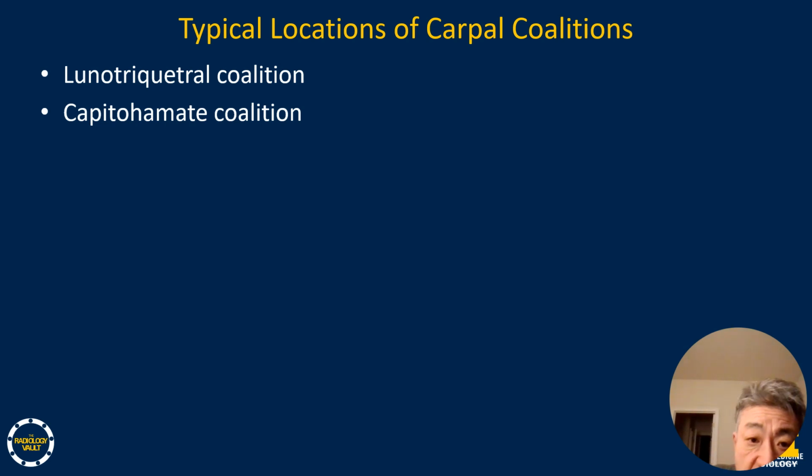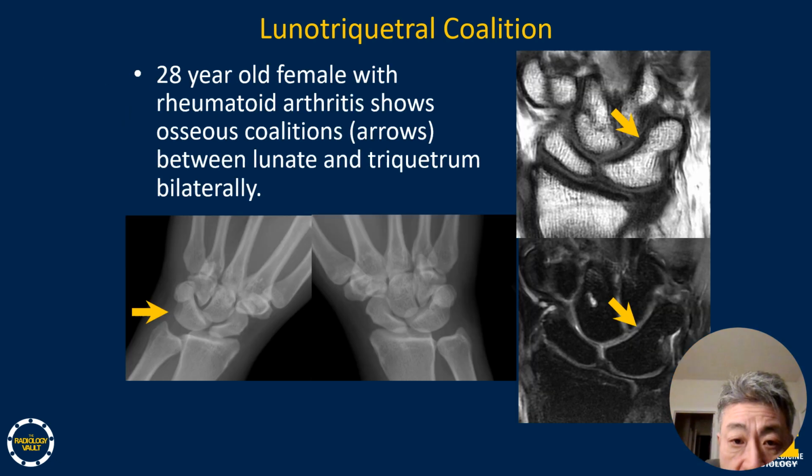Typical locations of carpal coalitions are lunotriquetral and capitohamate. Let's start with this case. A 28-year-old female with rheumatoid arthritis shows osseous coalitions between lunate and triquetrum bilaterally. You can see on the radiograph and also on the right side, MRI shows a continuous bone bar between the two bones.